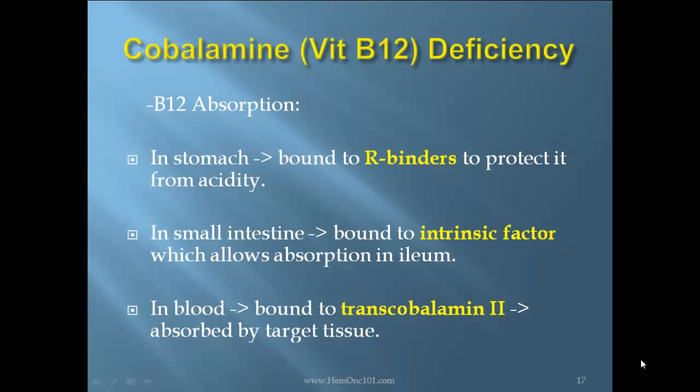B12 absorption: in the stomach, it's bound to R binders, protected from acidity. In the small intestine, it's bound to intrinsic factor, which allows absorption in the ileum. In the blood, it's bound to transcobalamin 2, which allows it to be absorbed by the target tissue.